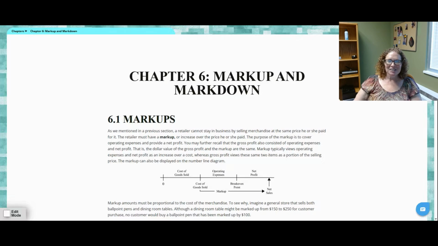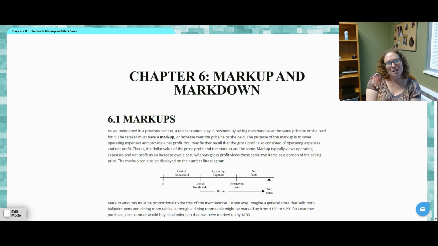Hi again. We're on chapter 6, Markup and Markdown. We are going to use some of the number line diagrams and the little handy dandy chart that you've used before for percent change in this chapter. So go back to that if you still have some questions.